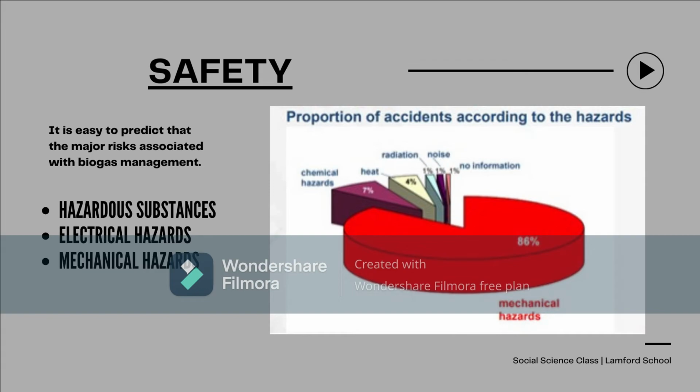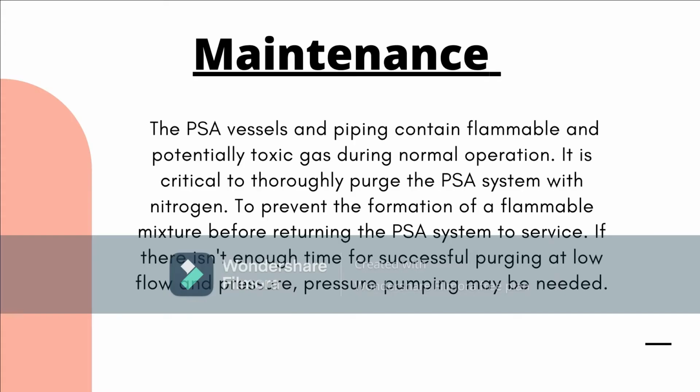The PSA vessel and piping contain flammable and potentially toxic gas during normal operation. It is critical to thoroughly purge the PSA system with nitrogen so that we can prevent the formation of a flammable mixture before the PSA system goes into service. If there isn't enough time for successful purging at low flow and pressure, pumping may be needed, which means an external pump will be needed. So this is quite tricky because the maintenance can be risky.